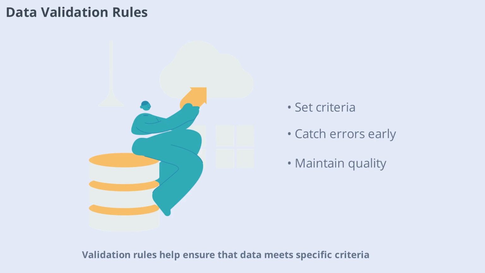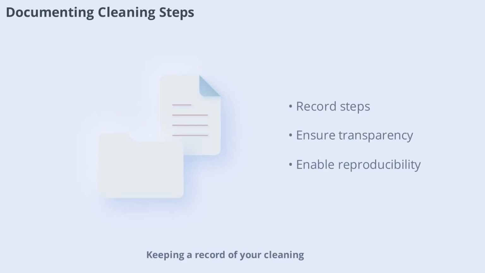Validation rules help ensure that data meets specific criteria, such as valid email formats or acceptable value ranges. Setting up validation rules during data entry or cleaning helps catch errors early and maintain high data quality throughout your workflow. Keeping a record of your cleaning steps is important for transparency and reproducibility.